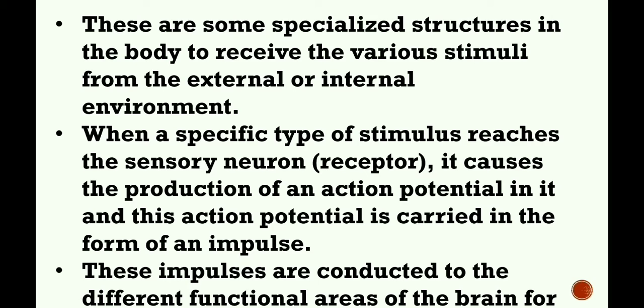So what exactly is the meaning of receptor? It means that when a specific type of stimulus reaches the sensory neuron, that is your receptor, it causes the production of an action potential in it. And this action potential is carried in the form of an impulse. These impulses are conducted to different functional areas of the brain for processing and interpretation.